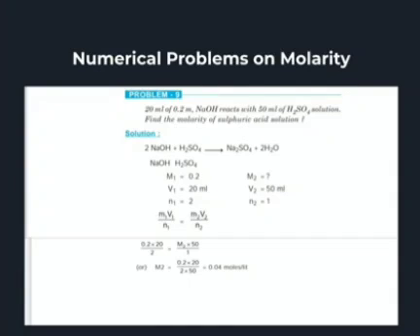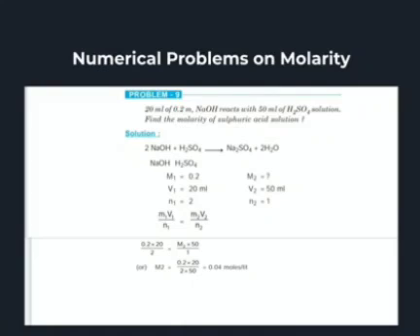Here the given data, the molarity of the sodium hydroxide M1 is equal to 0.2. Volume of sodium hydroxide V1 is equal to 20 ml. Here the number of moles of sodium hydroxide N1 is equal to 2. Here we have to find out the molarity of the H2SO4, say that is M2, which we have to find out. The volume of the H2SO4 V2 is equal to 50 ml. The number of moles of H2SO4 N2 is equal to 1.